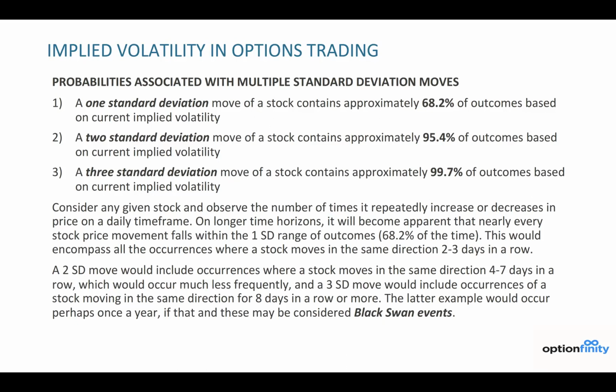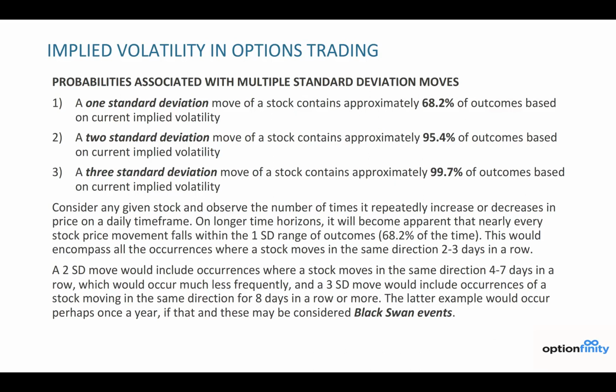Now, what does that mean to those that are not so familiar with statistics? Well, what it means is that if you consider any given stock and observe the number of times it repeatedly increases or decreases in price on a daily time frame, on longer time horizons, it'll become very apparent that almost every stock price movement falls within the 1 standard deviation range of outcomes, or 68.2% of the time, right?